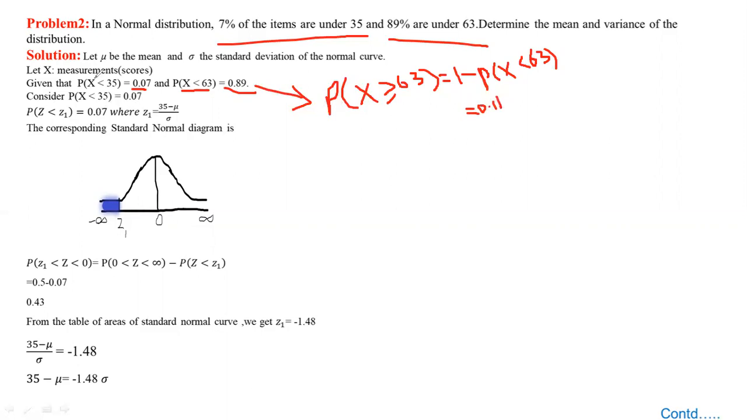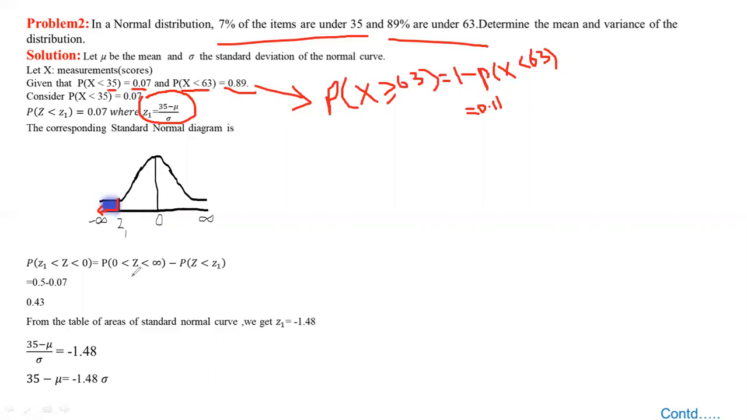Now we are calculating the z scores based on the conditions. When x is less than 35, we have to get the respective z score. So let us consider this as z score z1. Here z1 is equal to 35 minus mu by sigma. Z less than means it is towards the negative side. We take some point z1 on the left side, and the right side we also have to take.